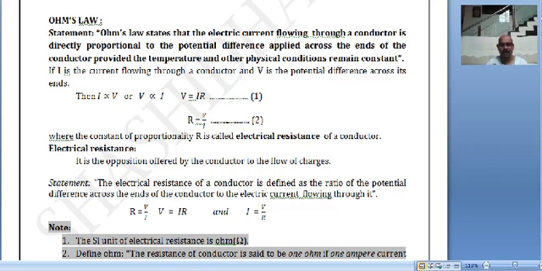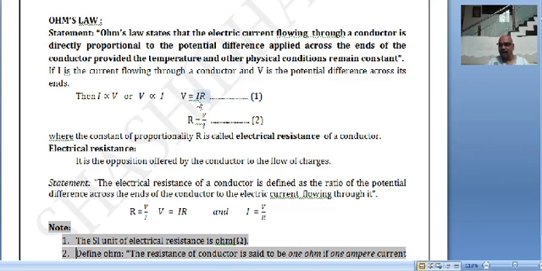Now check this one. I is proportional to V. We can also write V is proportional to I, for the sake of convenience. So if V is proportional to I, as usual, when you remove this proportionality sign, you will get a constant, and that R is a constant. Now V is equal to R into I, or I into R.